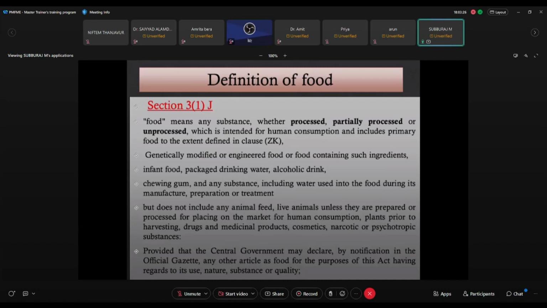And moreover, it gave another definition also. In case the central government may declare by notification in the official gazette any other article of food for the purpose of this act, having regard to its use, nature, substance or quality. It's very clear. If in the future the Government of India notifies anything as a food, it is also coming under this. So this is the regulation. It very beautifully told that.